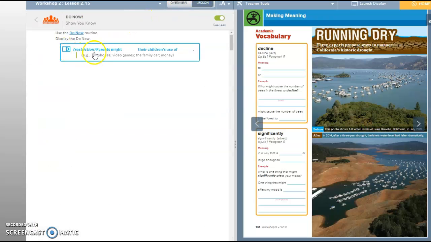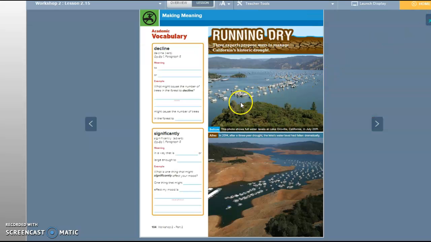do now. Restriction. Parents might restrict their children's use of blank. Okay? So you'll have that do now for today. Parents might restrict their children's use of blank. Okay? All right, so now looking at some of the vocab for today.